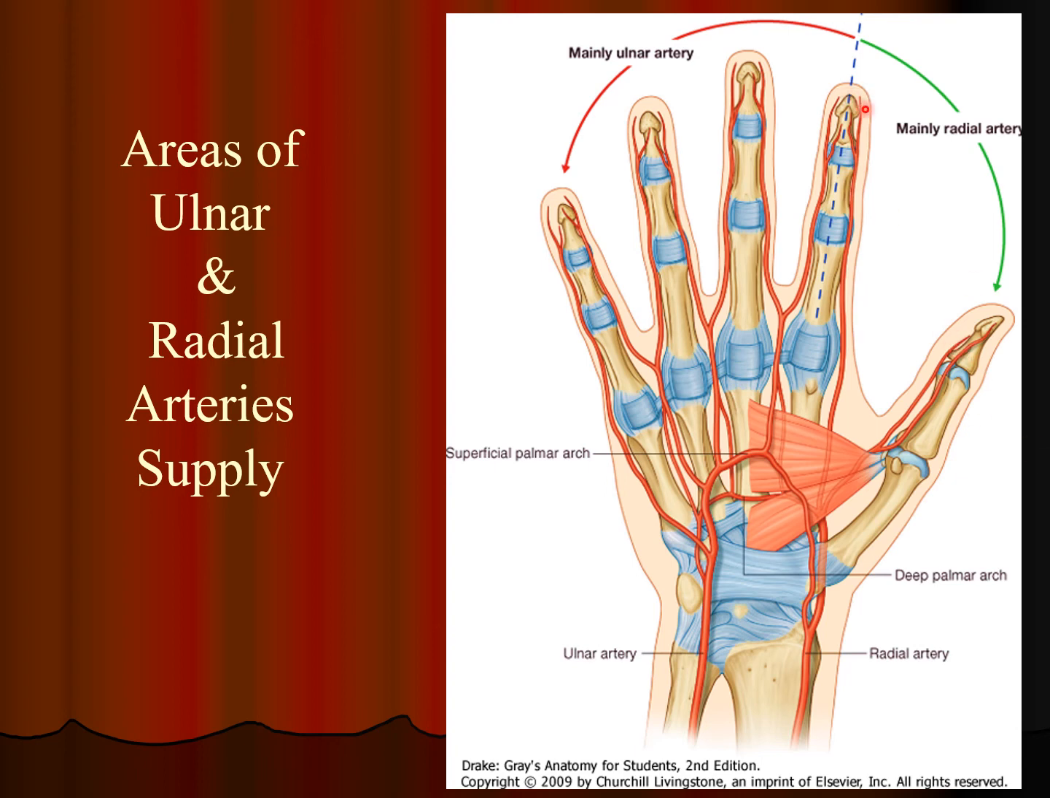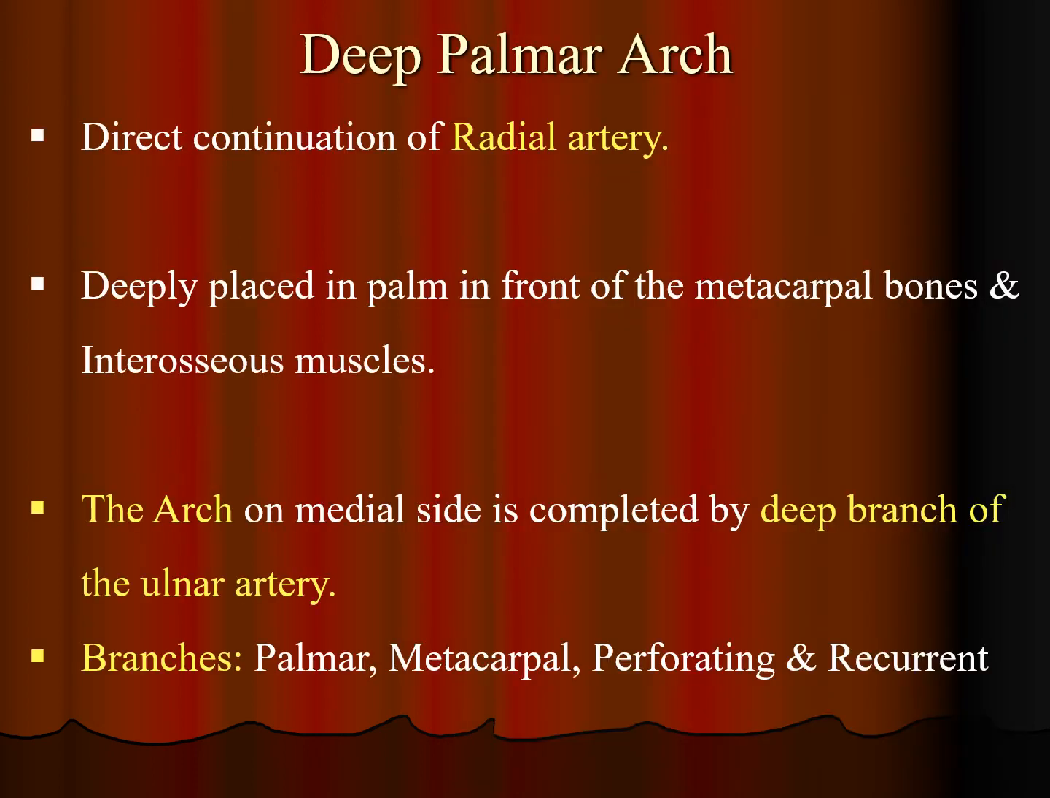So 1.5 digits of the hand are supplied by the radial artery mainly, and 3.5 digits are supplied by ulnar branches through the palmar arches that we are going to discuss now. So remember, the 1.5 lateral part of the hand is supplied by the radial, and the 3.5 medial on the palmar aspect is supplied by the ulnar artery. So we start now with the deep palmar arch.